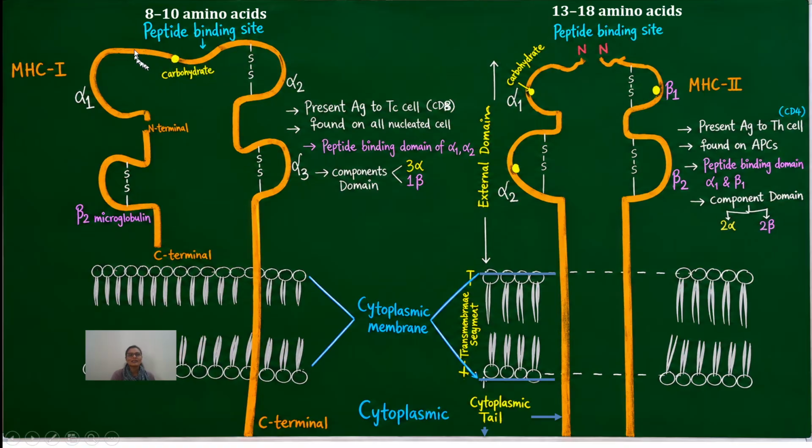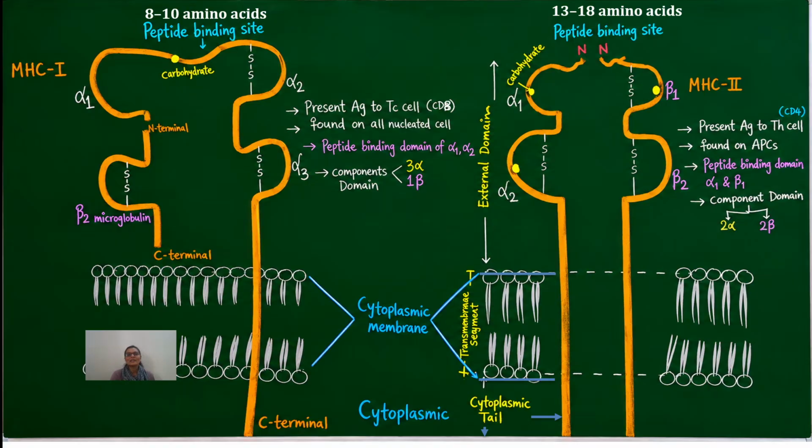Here you can see the peptide binding site, and this is alpha 1, alpha 2, beta 2 microglobulin. Each part is bound with a disulfide bond, alpha 2, alpha 3, and this is anchored into the cytoplasm. This is the tail of the cytoplasm, this is the cytoplasmic membrane, the transmembrane segment, and this is the plasma membrane. MHC class 1 presents the antigen to the T cytotoxic cell having the CD8 receptor, and it is found in all nucleated cells.